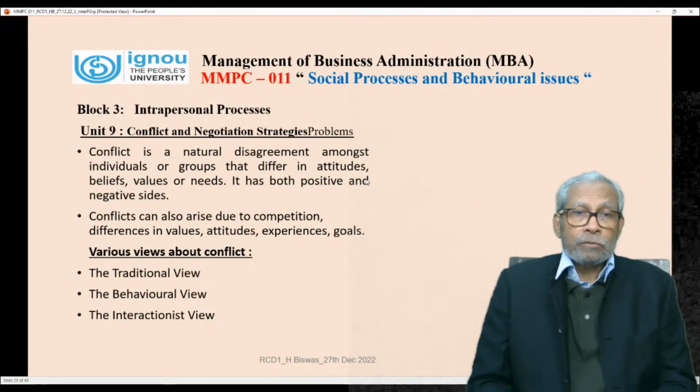So, various views about the conflict. Some traditional views are there, some behavioral views, and some interactionist views are also there.